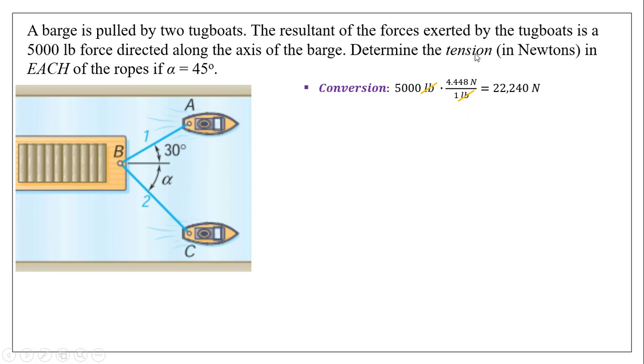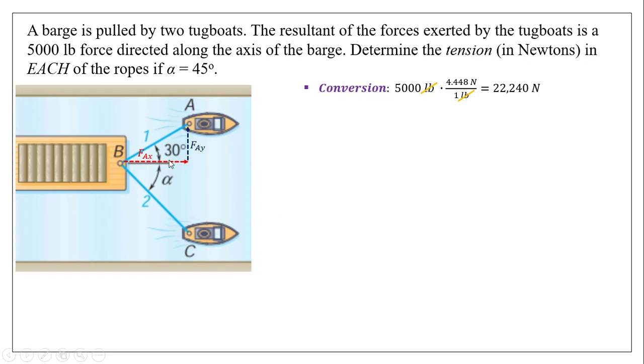It wants us to find the tension in each of the ropes. So rope 1 and rope 2. Okay, so the first thing I like to do is draw out all my components. Here is FAX. So you can call it F1X if you like. Here I'm just going to use tugboat A. So my subscript is for tugboat A in the X direction. And I'm also going to draw the vertical component for tugboat A in the Y direction.